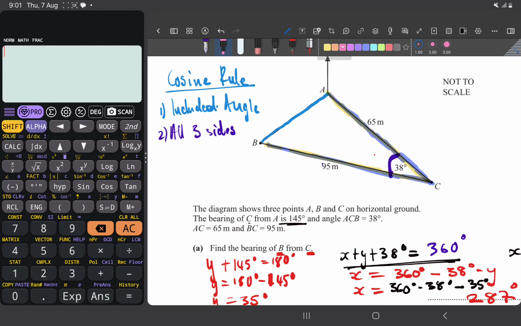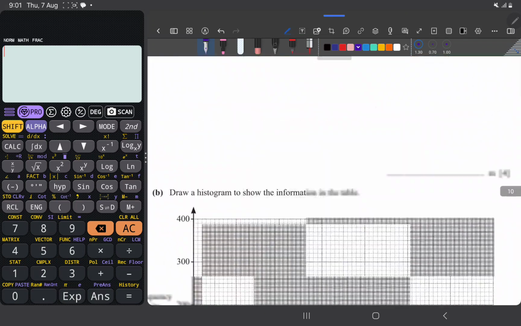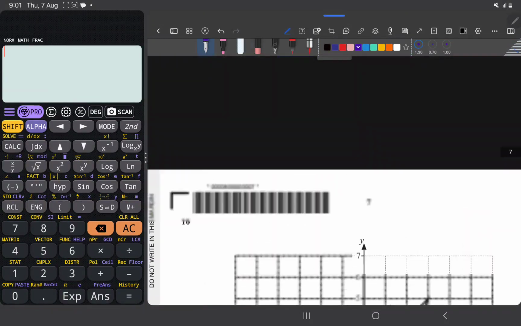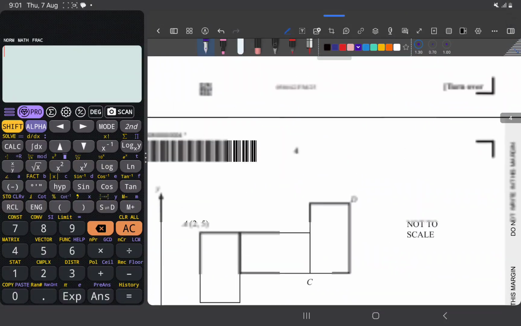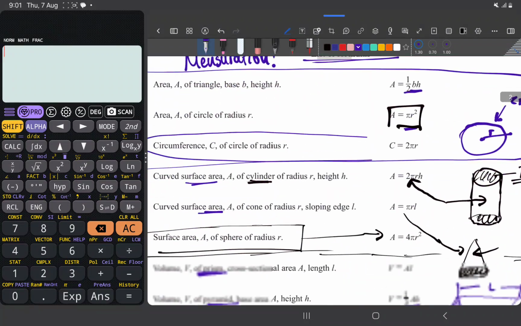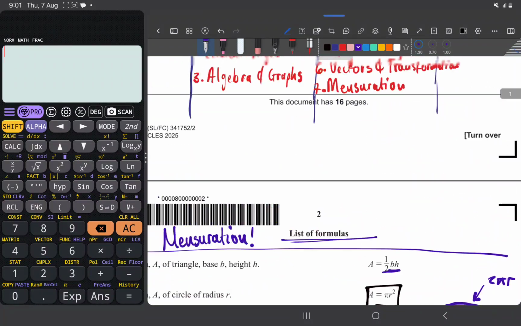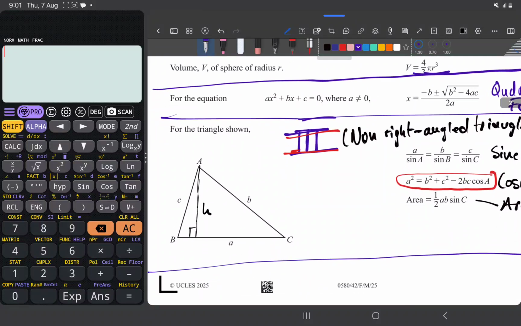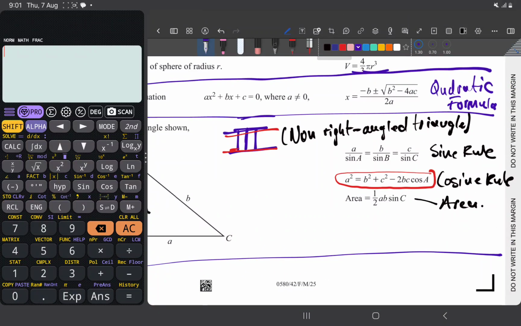But here, let's see, do I have an included angle? Oh, yes, I do. I know 65, which is one side coming in. I know 95, which is the other side coming in. And I know the angle between them, which is 38. So obviously, this is the cosine rule. Now, let's go to the front of the paper and see what the cosine rule says. Which one is the cosine rule? Let's go down a bit. The cosine rule, I put it for you here.